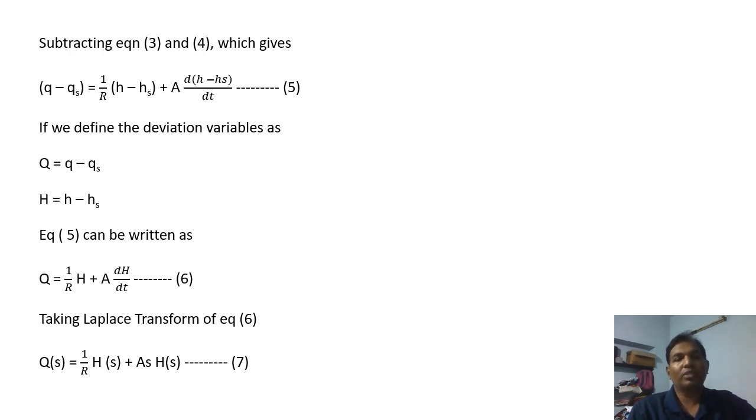Now we are going to use the Laplace transform technique for solving this equation. Since this is a first order equation, we are going to use the Laplace transform technique to take the transform of this equation. So transform of Q will give you Q of s, H will be H of s, and dH by dt will be s into H of s. So equation number 7 is Q of s is equal to 1 by r H of s plus a into s H of s. So this will be your equation number 7.